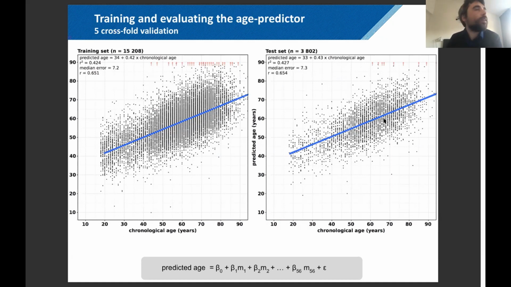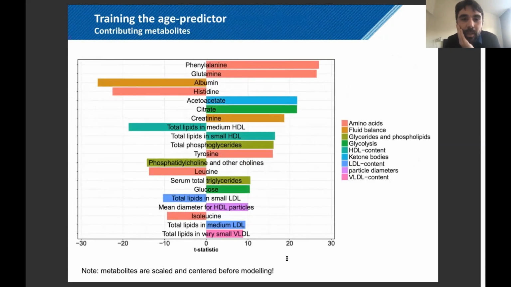We used a lot of different predictors to do this, but in the end we settled for a very simple model, just a linear regression, because it did the job reasonably well. And in the end, it's also about the difference between the actual age and the predicted age, and I'll come back to that later. People then ask me all the time: which metabolites significantly contribute to the prediction of age?